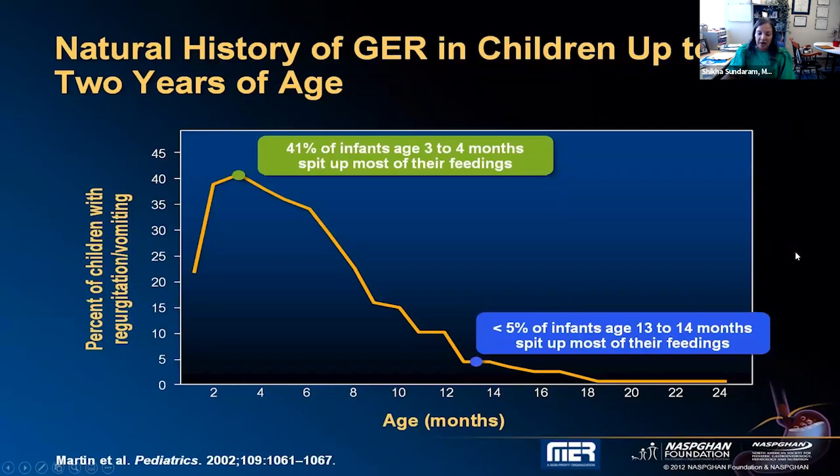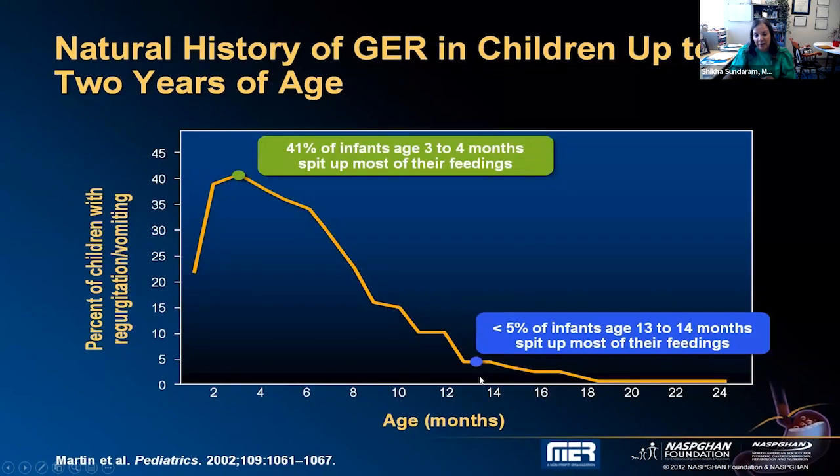This is a slide borrowed from NASPGHAN, which is our National Pediatric GI Society. And I show this to you to help you understand that spit up happens and reflux happens, and that it happens in children who don't have low tone and are otherwise healthy, and 40% of kids up until they're 3 to 4 months of age. And so that's pretty common. And now we're adding the low tone of Smith-Lemli-Opitz in some babies on top of that, which is going to really increase that number.